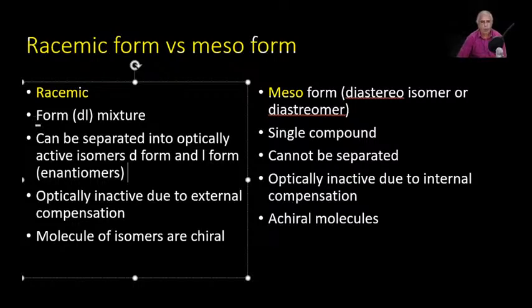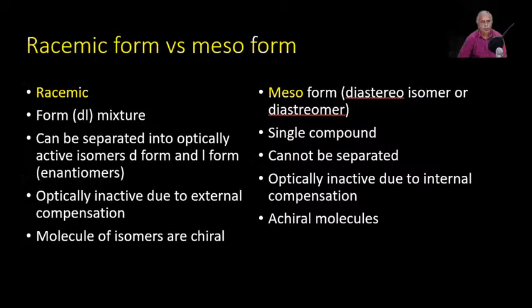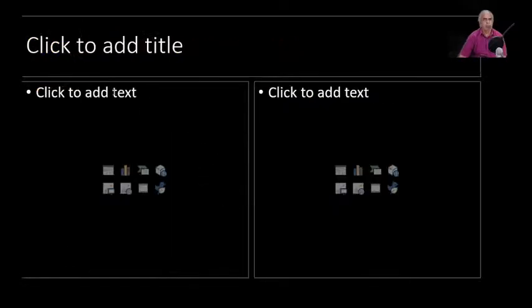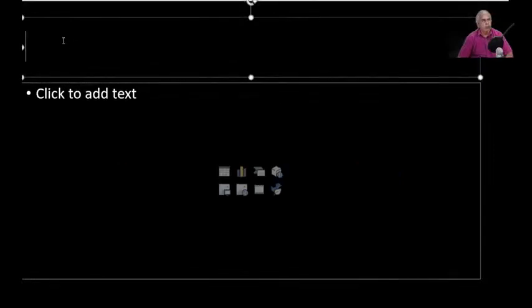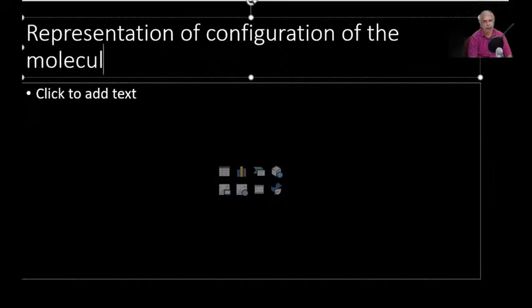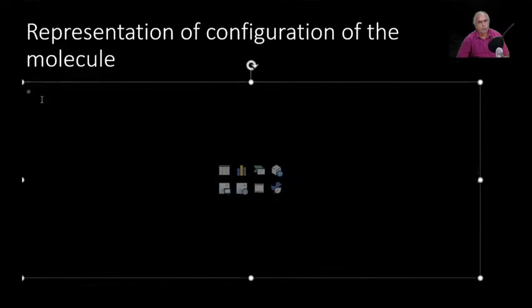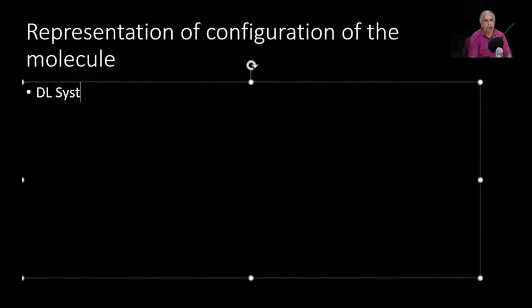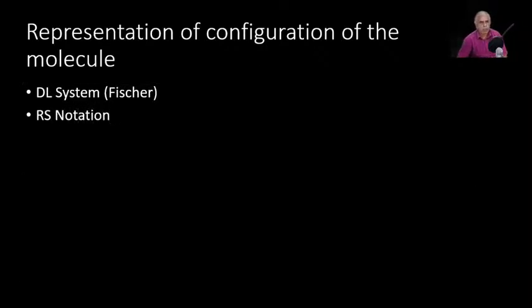Now let us move to notations. Take down. Representation of configurations of the molecule by optical rotation. One method is known as DL system. It is also called the Fischer system. Another is RS notation. Now let us discuss DL system.